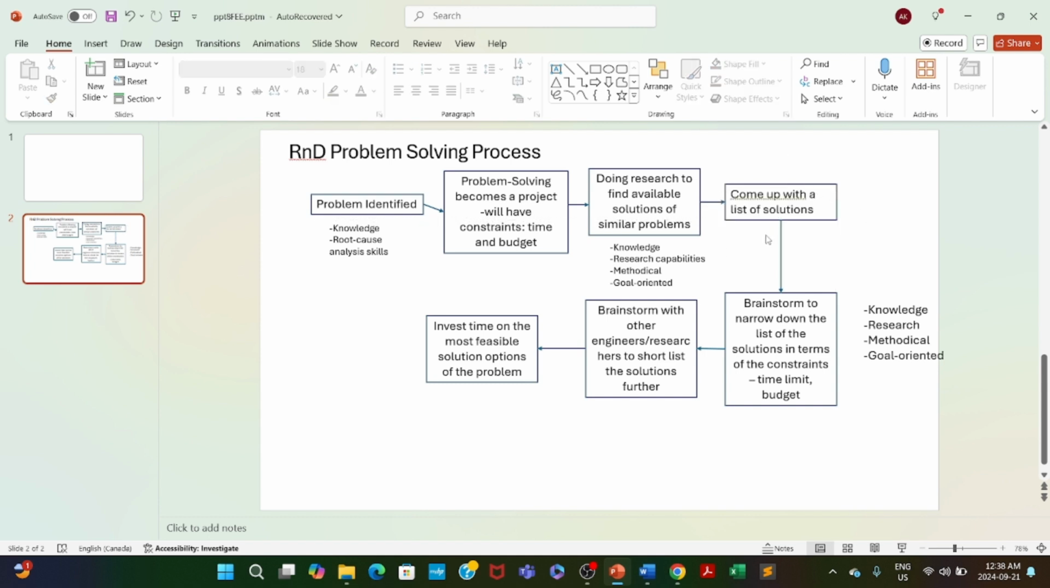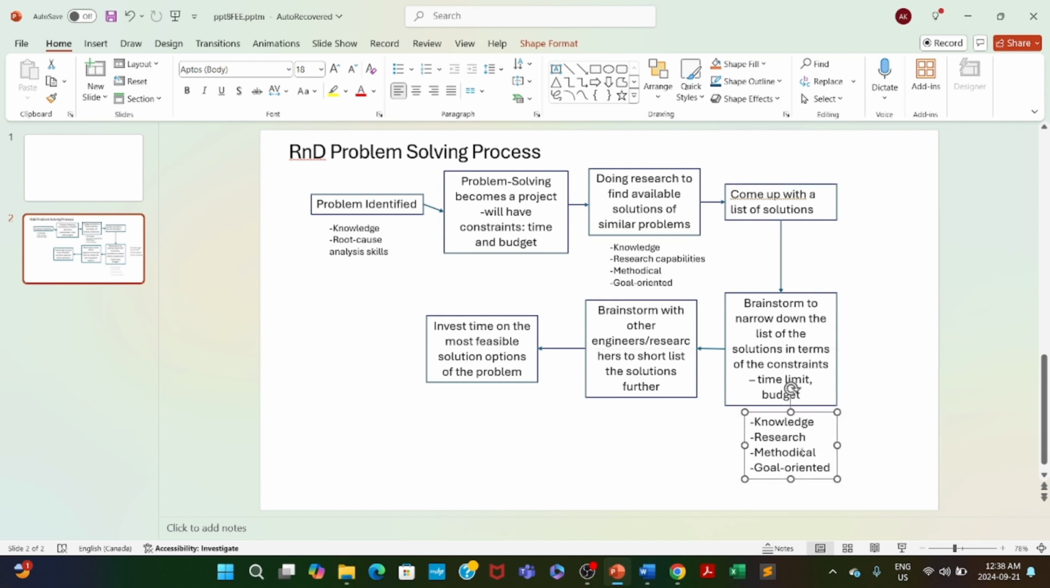right? And then we come up with a list of solutions, and then we brainstorm to narrow down those in terms of the constraints, which are time and budget. This is also another difficult step, I would say, not so simple, where brainstorming requires obviously knowledge.